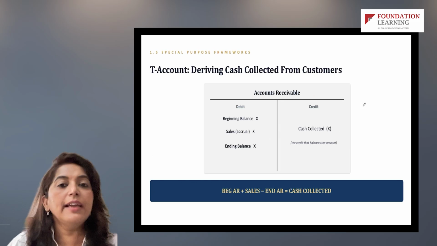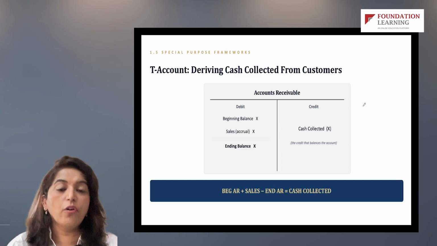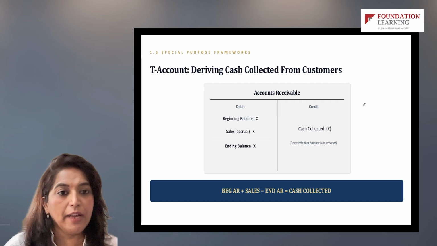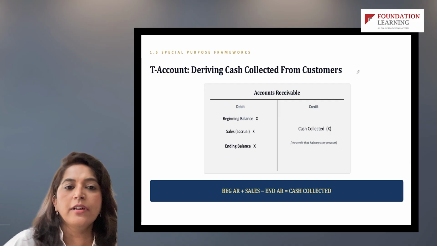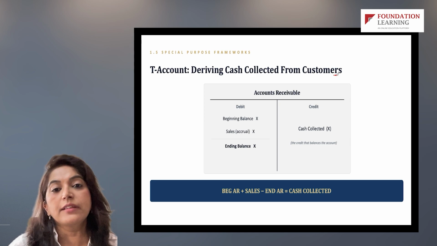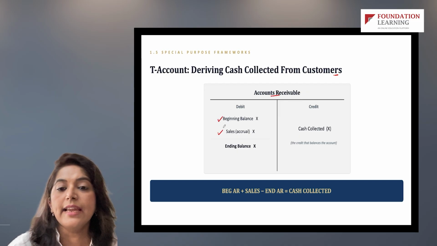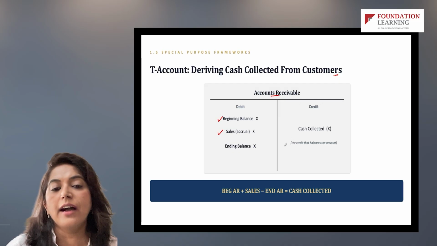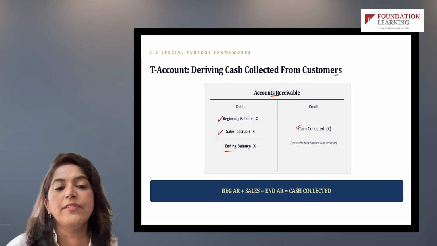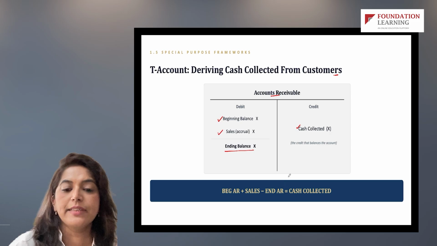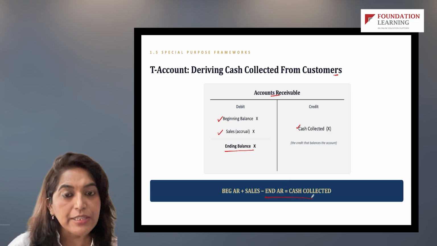I'll show a couple of T accounts which will help you understand the flow of items from one line item to the other. So a sample T account for calculating cash collected from customers: we look into accounts receivable, we have the beginning balance, to that we add sales, and from that you will have the cash collected, which will eventually give you the ending balance. So this is the equation we are looking at: beginning AR plus sales minus ending AR equals cash collected.